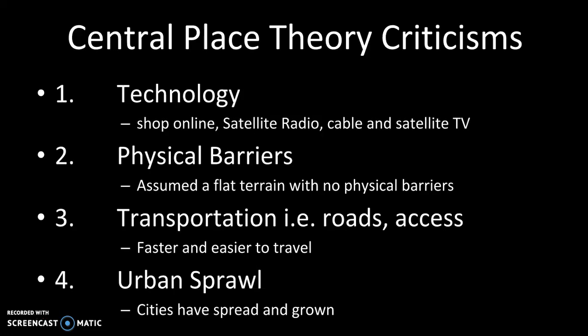There are physical barriers. He assumed a flat terrain with no physical barriers. So whenever somebody says, okay, I'm going to go to the next size settlement, somebody might be willing to travel 20 miles rather than 10 miles because that 20 miles might be shorter because they don't have to go over a mountain. You have better transportation, road systems, and access, and so it's faster and easier to travel. So in Christaller's day, he was talking about people traveling on foot or by a more primitive vehicle, so it took a lot longer. And also we see urban sprawl where cities have spread and they have grown.